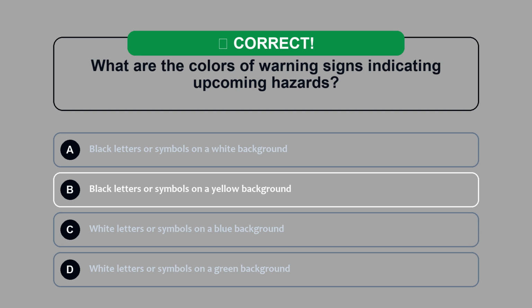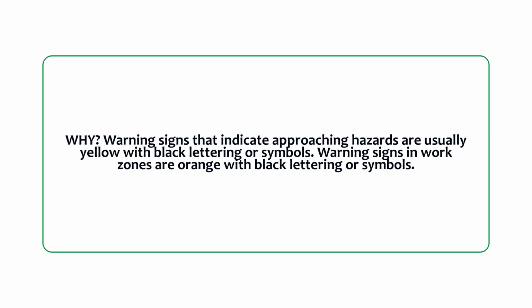The correct answer is option B, black letters or symbols on a yellow background. Explanation. Warning signs that indicate approaching hazards are usually yellow with black lettering or symbols. Warning signs in work zones are orange with black lettering or symbols.